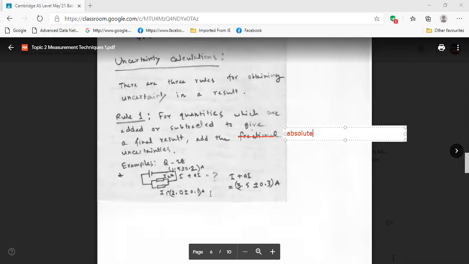Is it clear? Like your ruler, you can measure till 0.1 centimeter minimum, isn't it? So like this, if your ammeter is like that, you can measure till 0.1 ampere minimum. So in that type of ammeter, the uncertainty is plus minus 0.1.